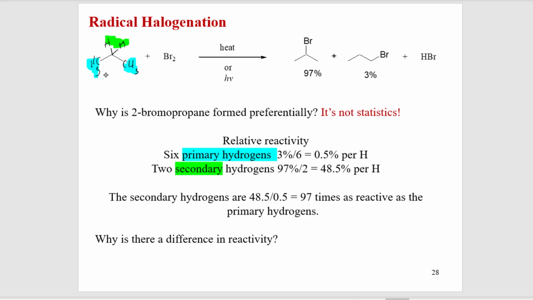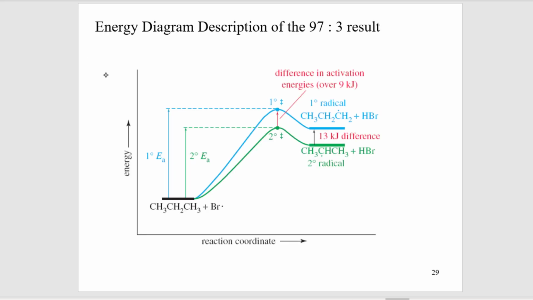So there is a major difference, and we can understand it a little bit better when we look at the energy diagram. And given experimentally the energy diagram, if you look at the starting material, here is the propane, and the bromine radical. These are the intermediates.